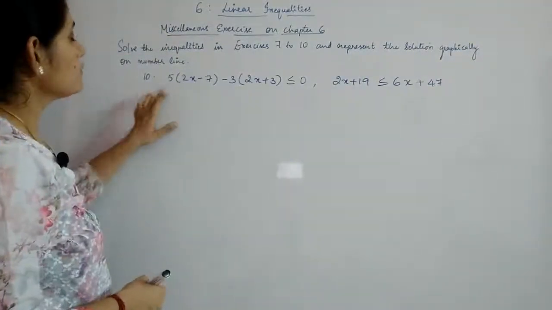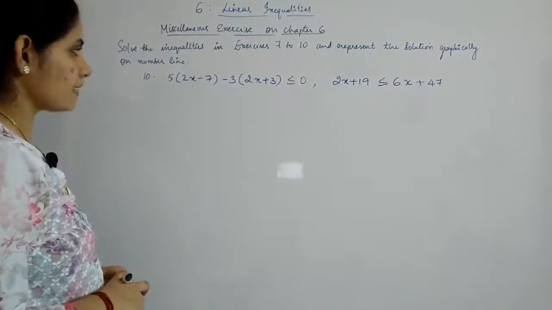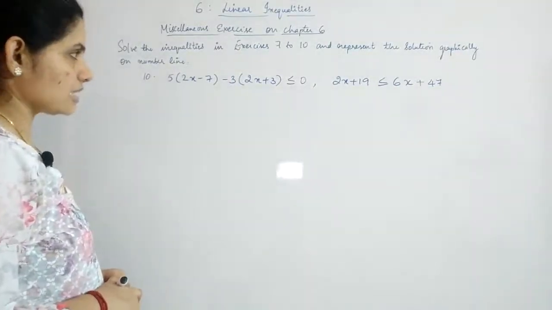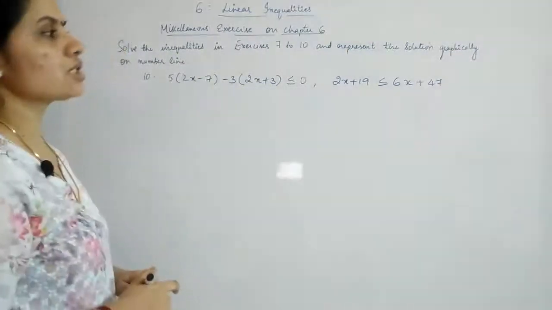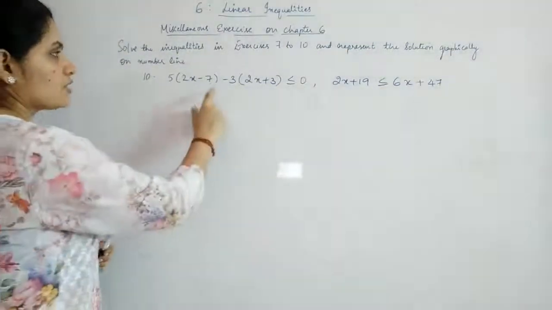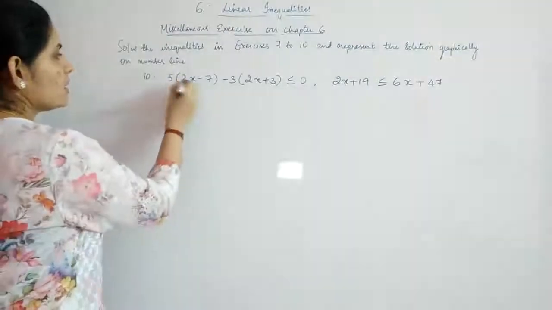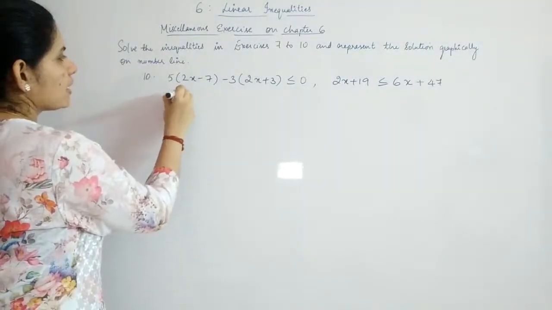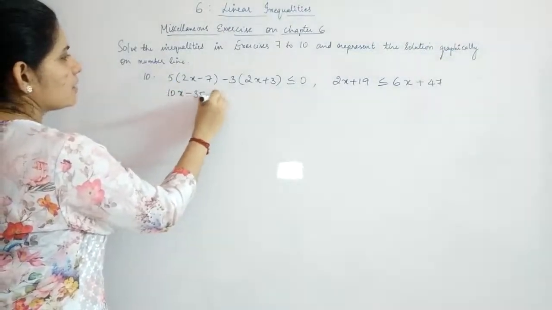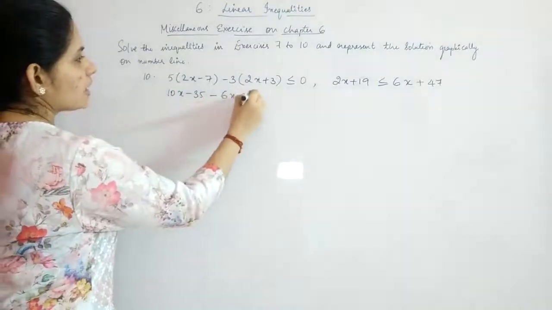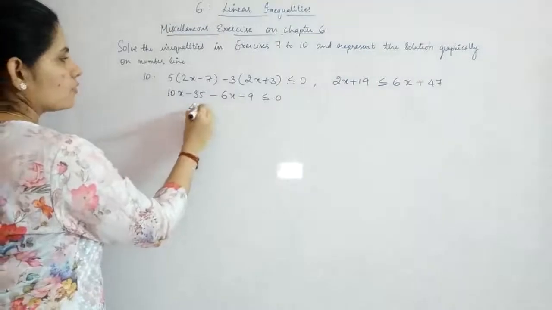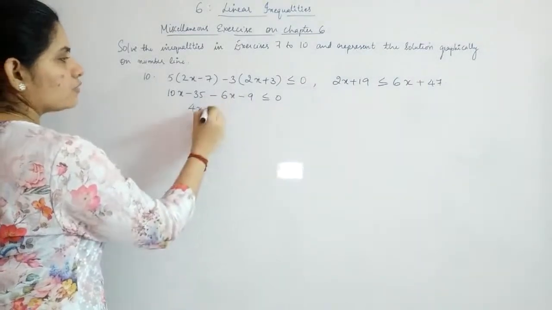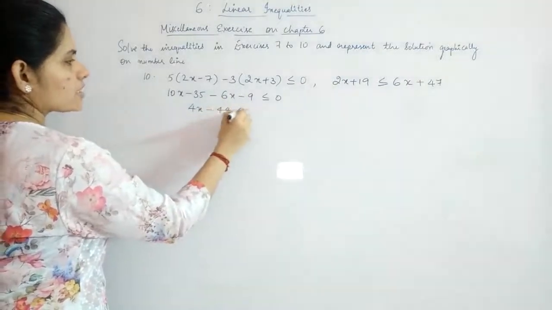Question number 10 is 5 into (2x minus 7) minus 3 into (2x plus 3) is less than or equal to 0, and 2x plus 19 is less than or equal to 6x plus 47. So we'll start with the first inequality. This will give you after expansion 10x minus 35 minus 6x minus 9 is less than or equal to 0. 10x minus 6x will give you 4x. 35 and 9 will give you 44. So it is 4x minus 44 less than or equal to 0.